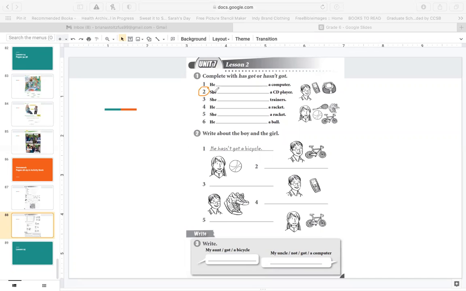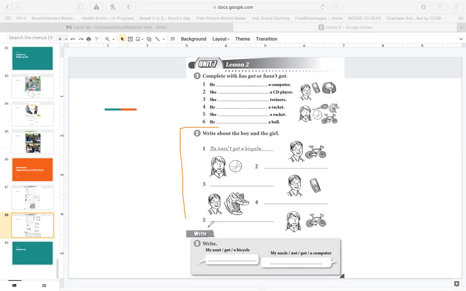Number 2, she and CD player. Does she have a CD player? No. So write hasn't got a CD player. Hasn't got. Number 3, she and trainers. She does have trainers. So write she has got trainers. Okay, right, has got if they have it, hasn't got if they don't.